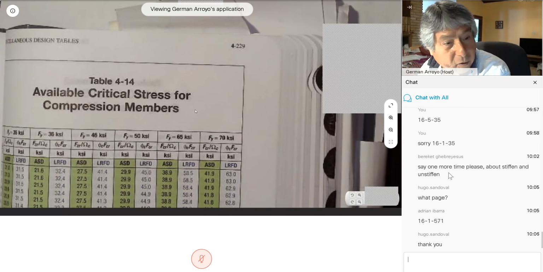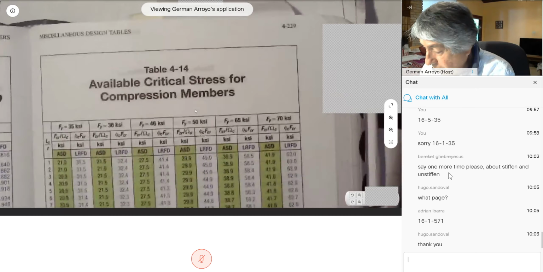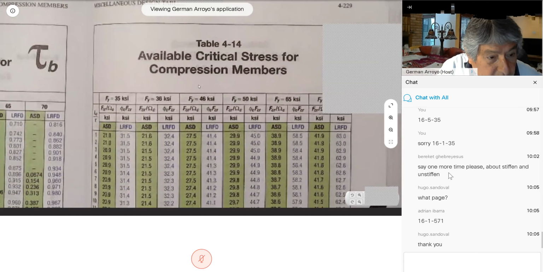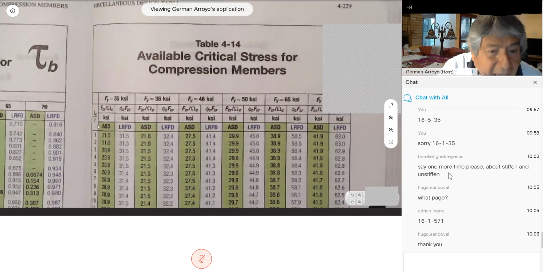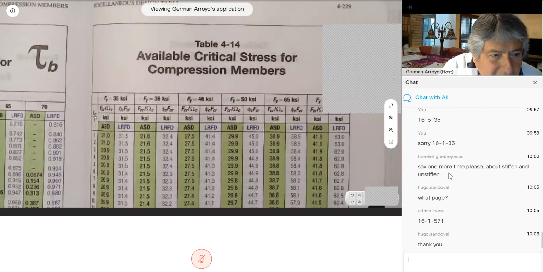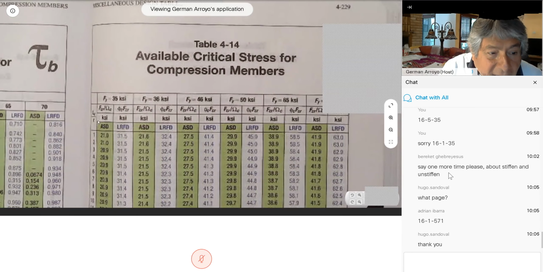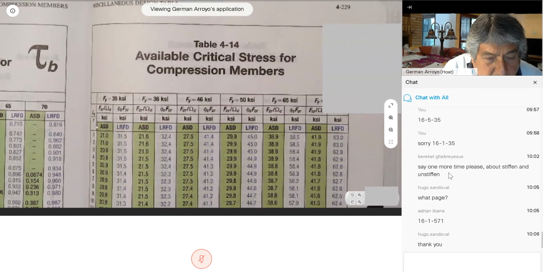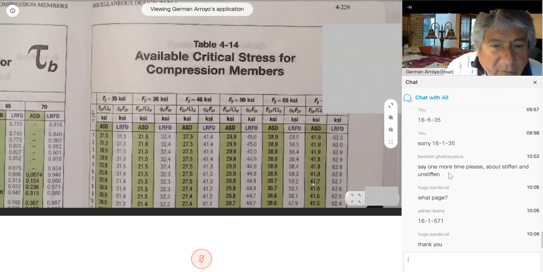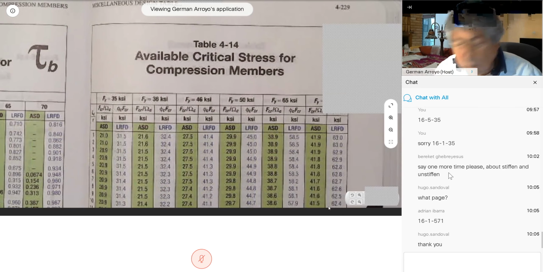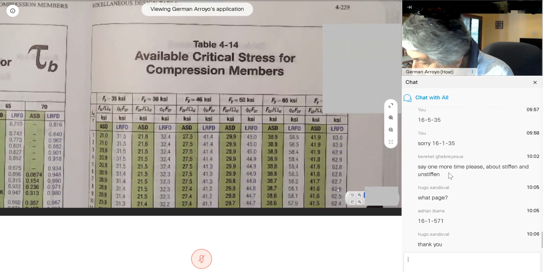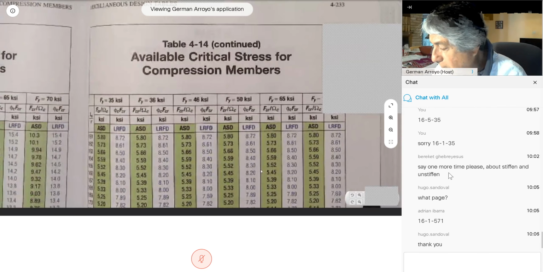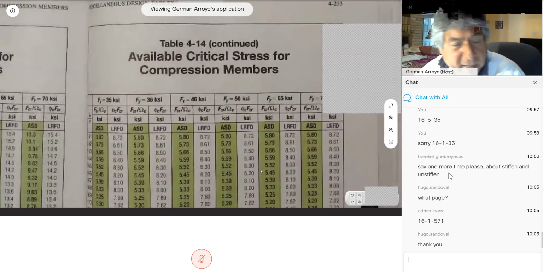based on this value in here, KL over R, that I told you before. With the largest KL over R, you're going to go to this table and find the value of your critical stress. And it goes from 1 all the way. What is the maximum value of the KL over R that you can have?